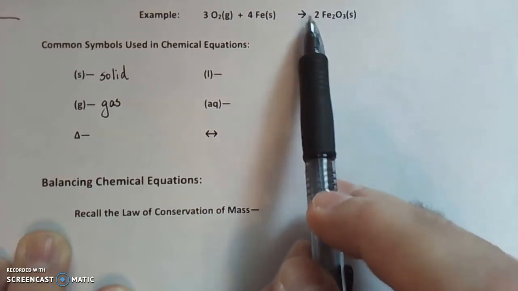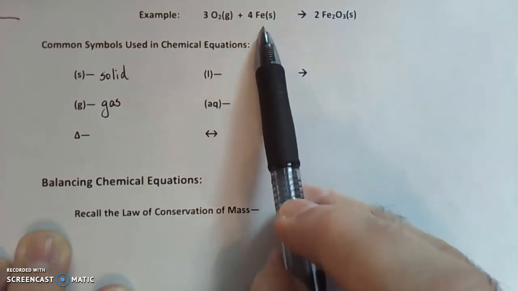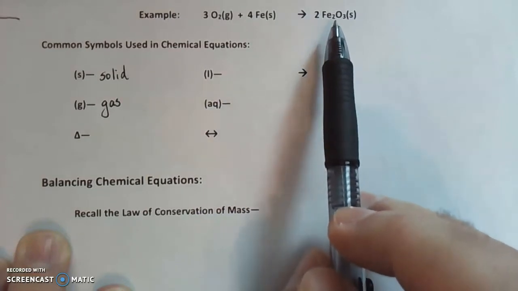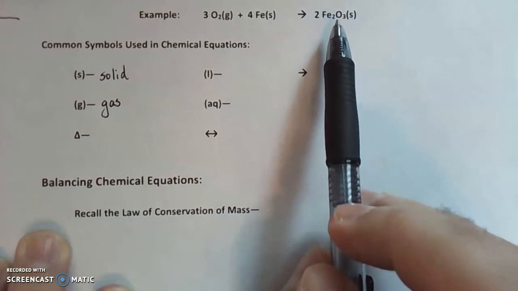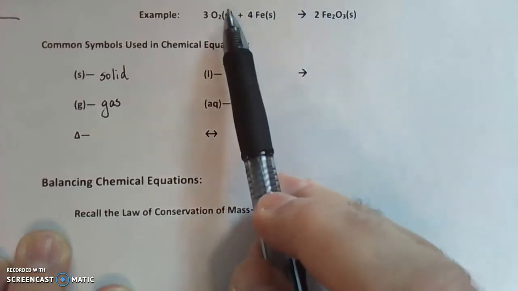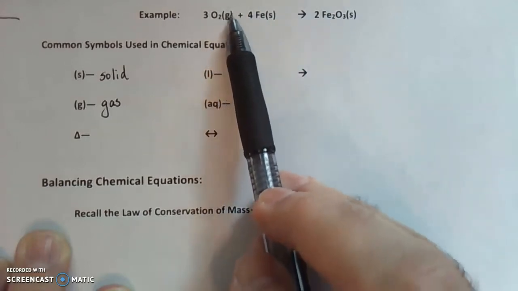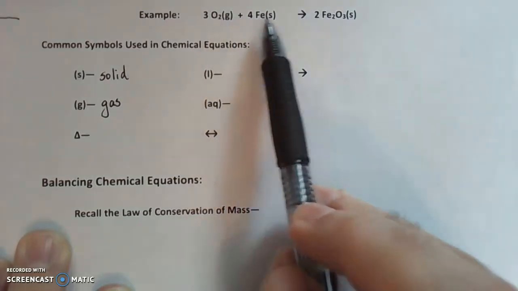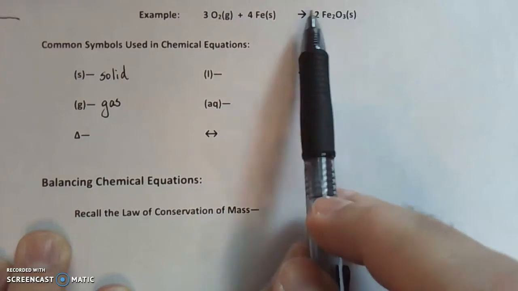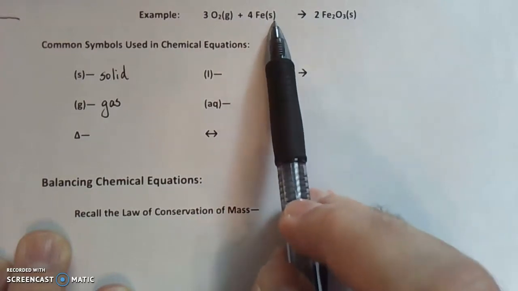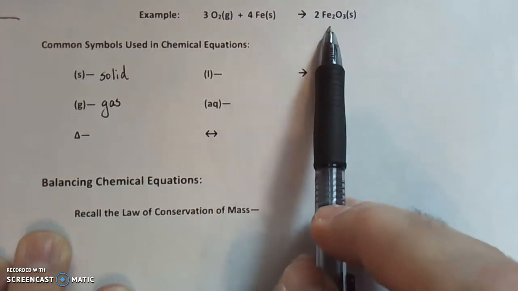So if we start with a 10-gram piece of iron, if it turns to pure rust, it's going to have more mass than the iron that we started with because we're incorporating gas into this solid to form this compound. So if you start with a 10-gram piece of iron, you might end up with a 15-gram pile of rust.